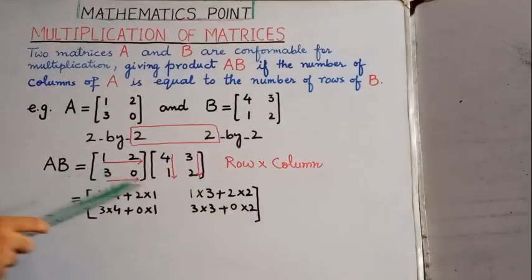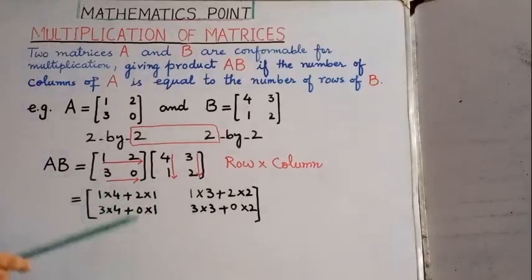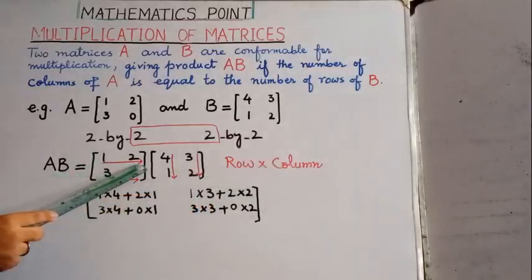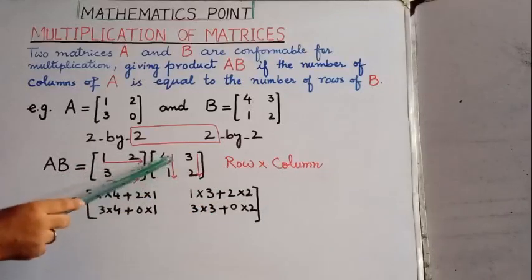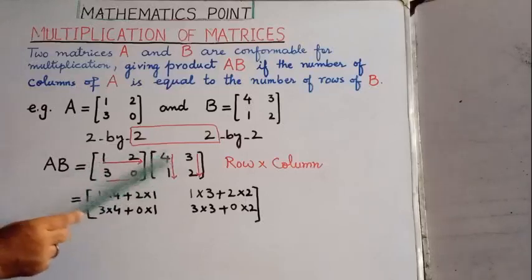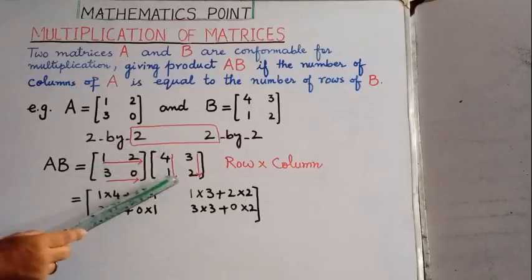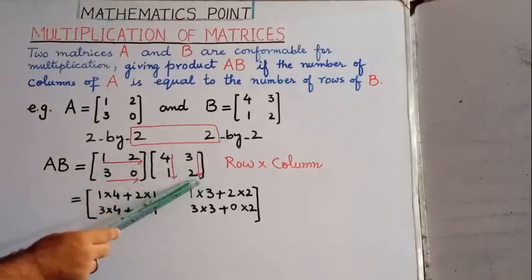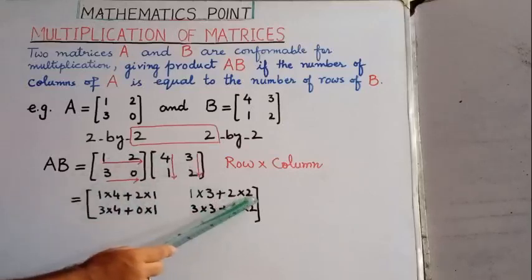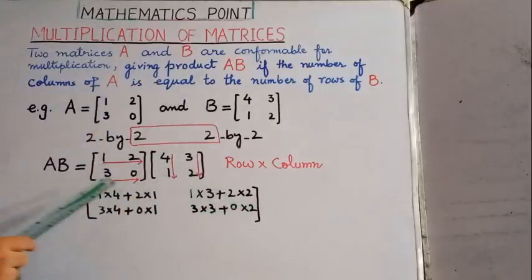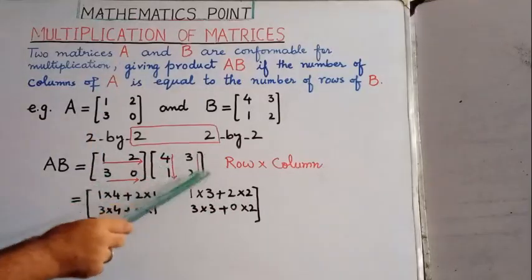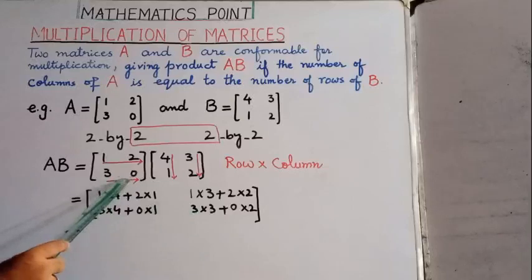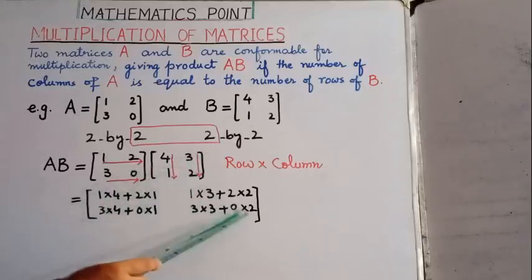Students, see that we have multiplied these two matrices. How we multiply? We multiply rows into columns. So this is row 1. The elements of row 1 are 1, 2 and the elements of column 1 are 4, 1. So first element is multiplied by first element, 1 multiplied by 4 plus second element is multiplied by second element, 2 multiplied by 1. Then we have to multiply row 1 with second column because we have two columns in matrix B. So 1 multiplied by 3 plus 2 multiplied by 2. Now we have multiplied second row with the first column and second column. 3 multiplied by 4 plus 0 multiplied by 1. Then 3 multiplied by 3, row 2 into second column, plus 0 multiplied by 2.